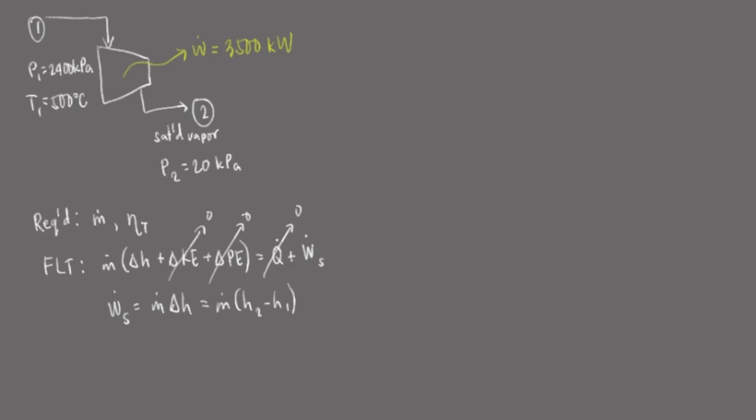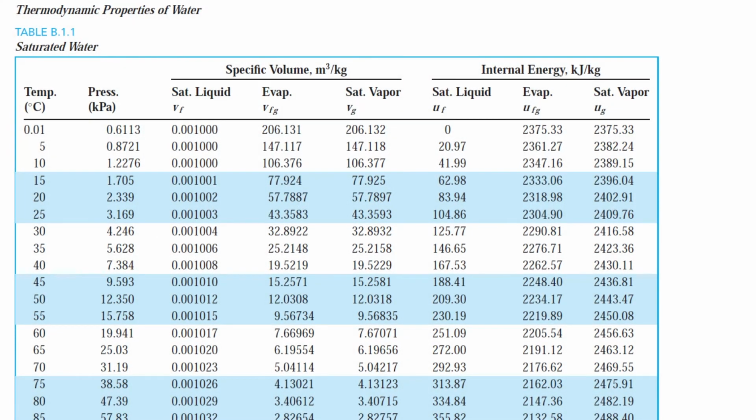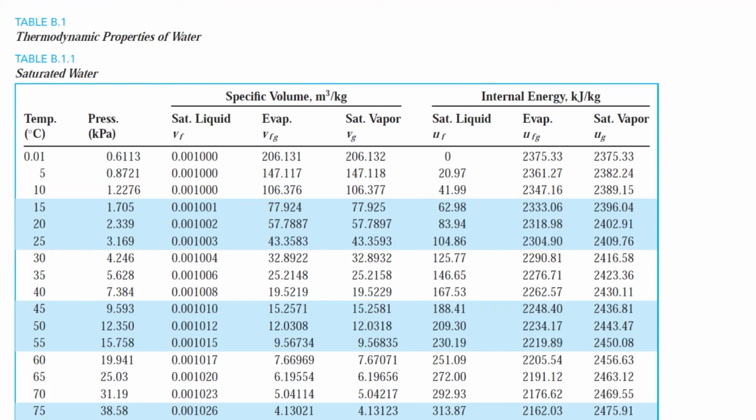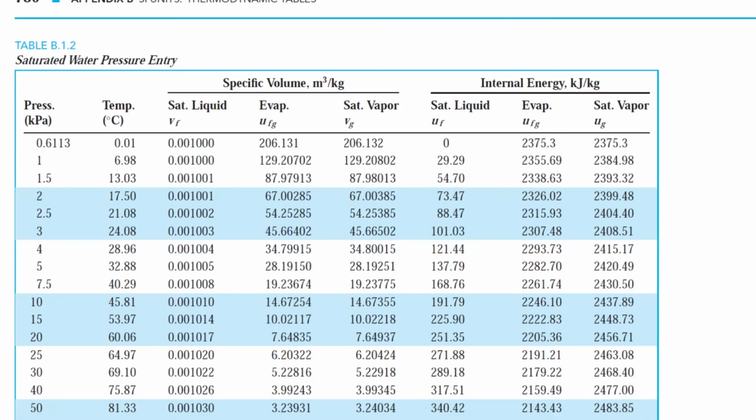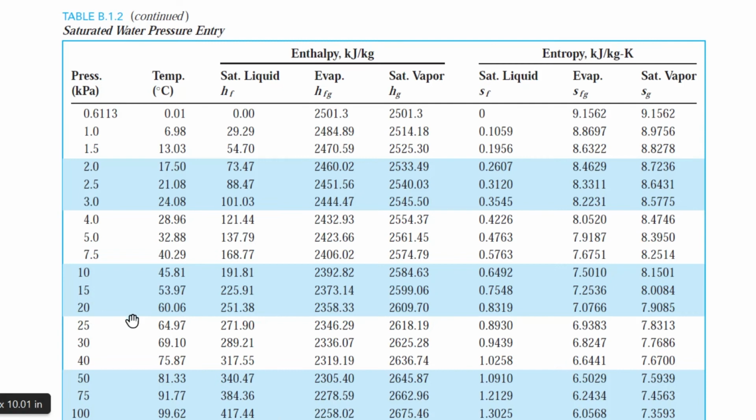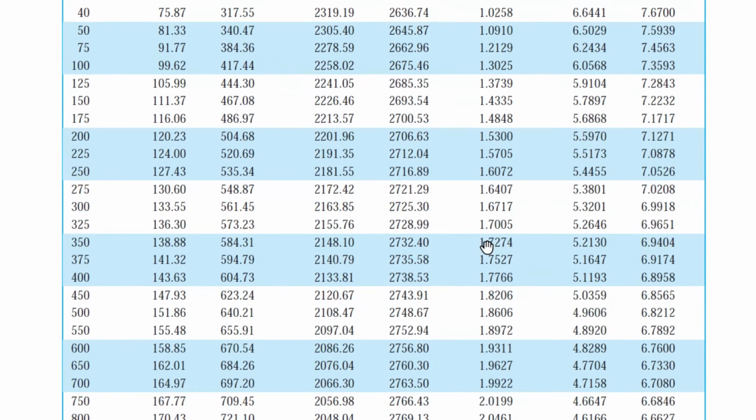For this problem, I will be using the steam tables from Fundamentals of Thermodynamics by Borgnakke and Sonntag. Here is the steam table for saturated steam. Our stream 2 is saturated steam with pressure of 20 kilopascals. So we have a separate table here for the pressure entry. We see that at 20 kilopascals saturated vapor, we then determine our value of H2 to be 2,609.70 kilojoules per kilogram. For stream number 1, our pressure is 2,400 kilopascals.